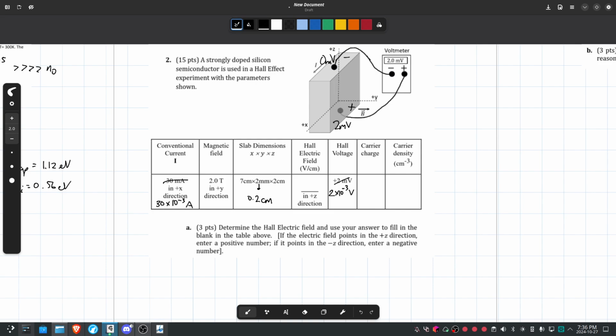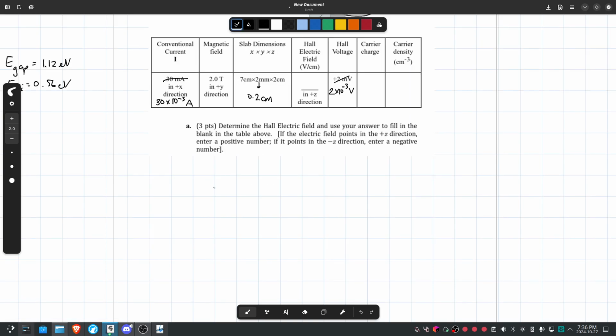Okay, what's the electric field? Real simple formula. You should really have this memorized at this point. I forgot what it was. Don't judge me. Right, E is going to be delta V over delta X.